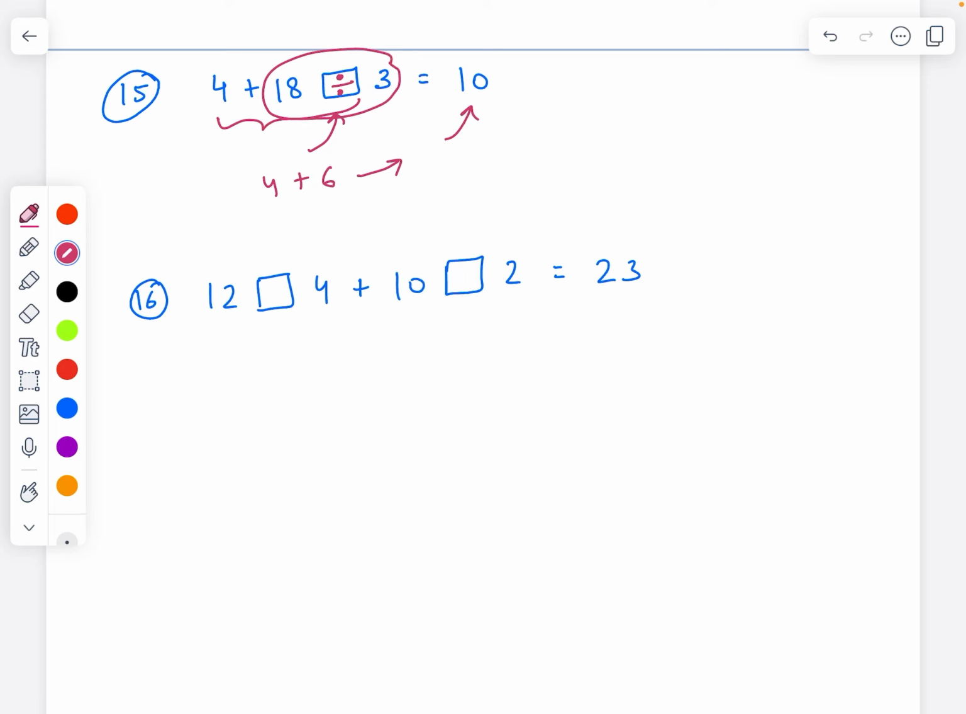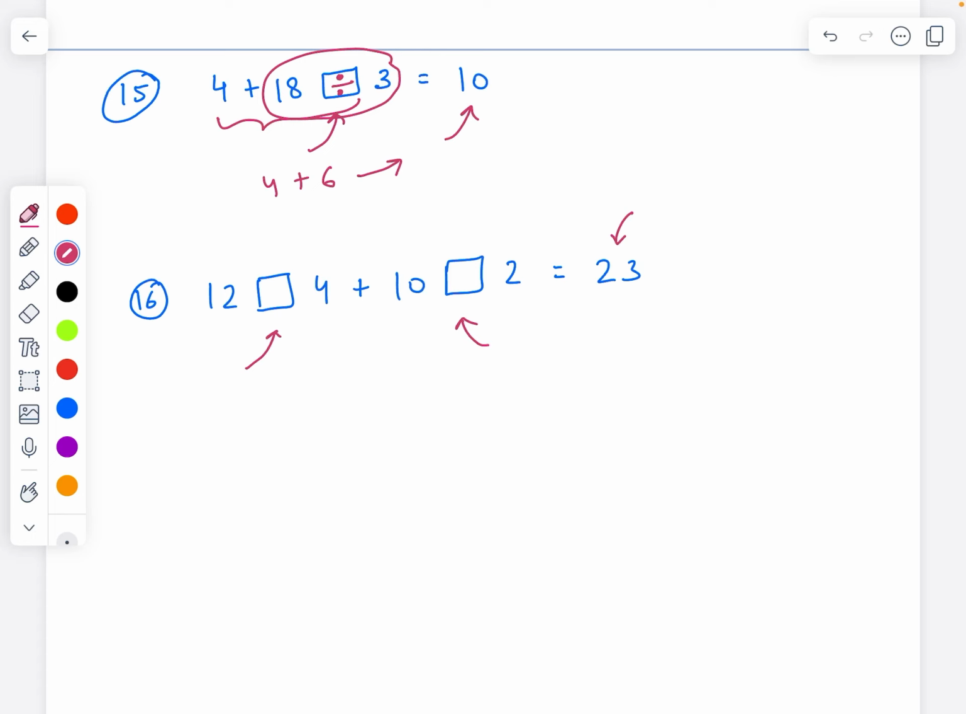Then finally we have got again a question where it wants us to plug in the operators. So now we want 23 over here. So 12 something 4 plus 10 something 2. Let us see, if I just add them, it will not give 23, because 12 plus 4 is 16, plus 10 is 26, plus 2 is 28. So 23 is not obtained over here. So I will have to use, let's say, a division process.